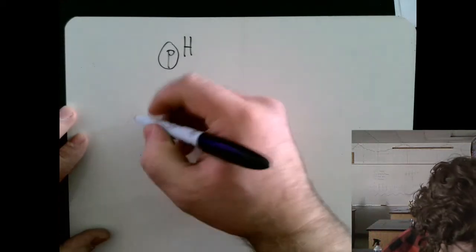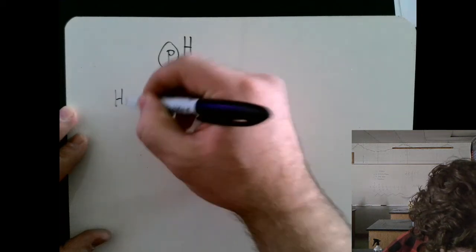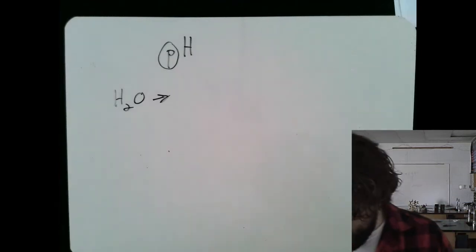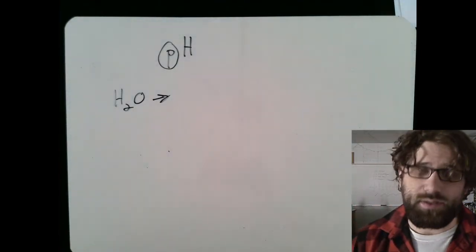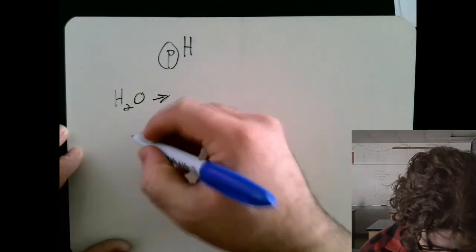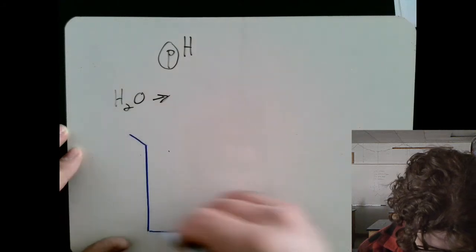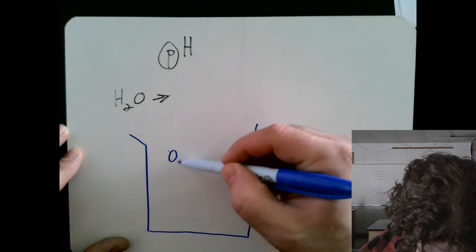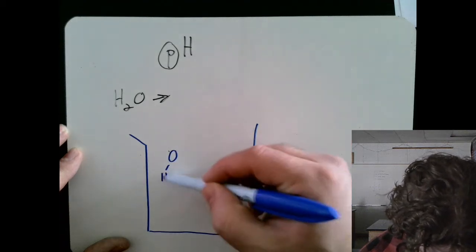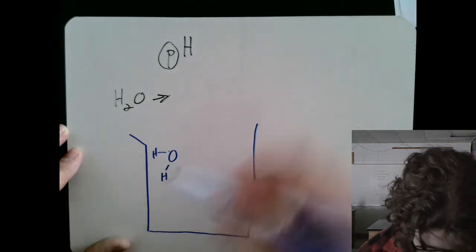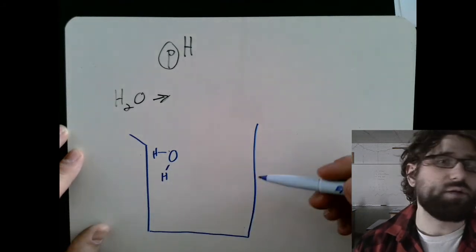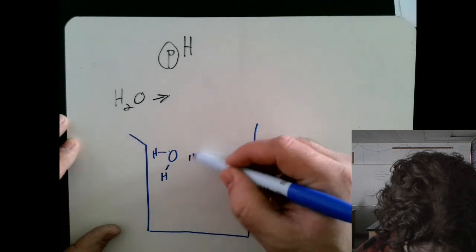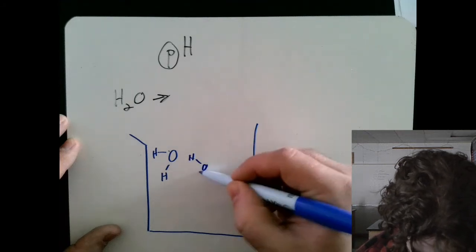Pure water is H2O, right? So I've got H2O. And that H2O can sit in a beaker. Let's just draw this out, like a beaker like this. Nice large beaker. And I can have oxygen sitting along with hydrogen. There's my H2O. And it's going to be surrounded by other water molecules. And they're going to arrange themselves according to hydrogen bonding.